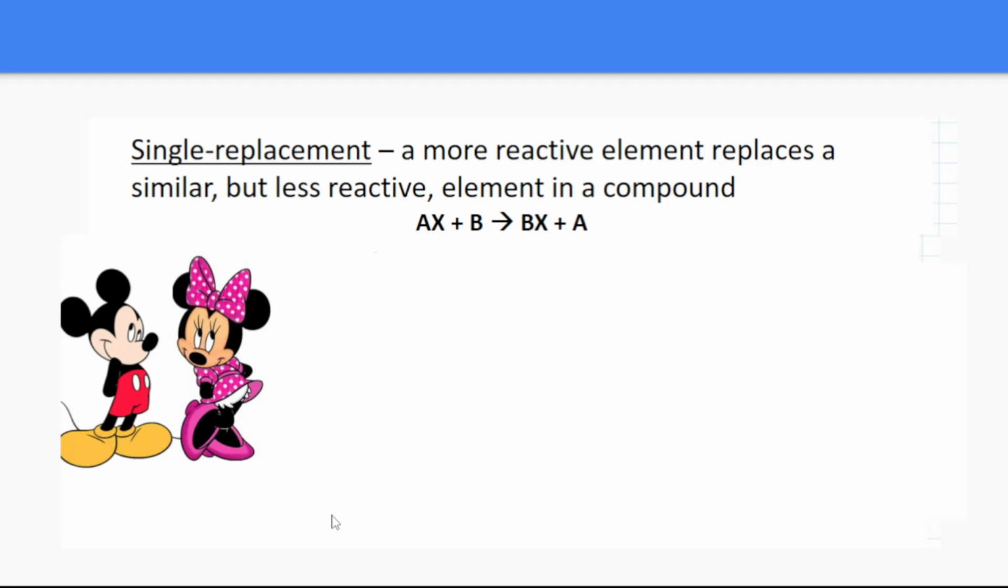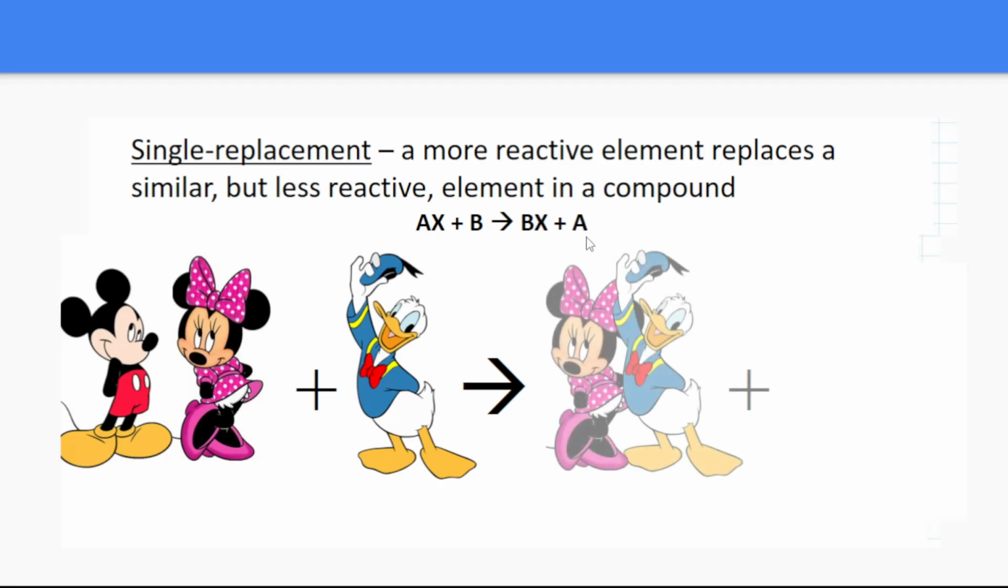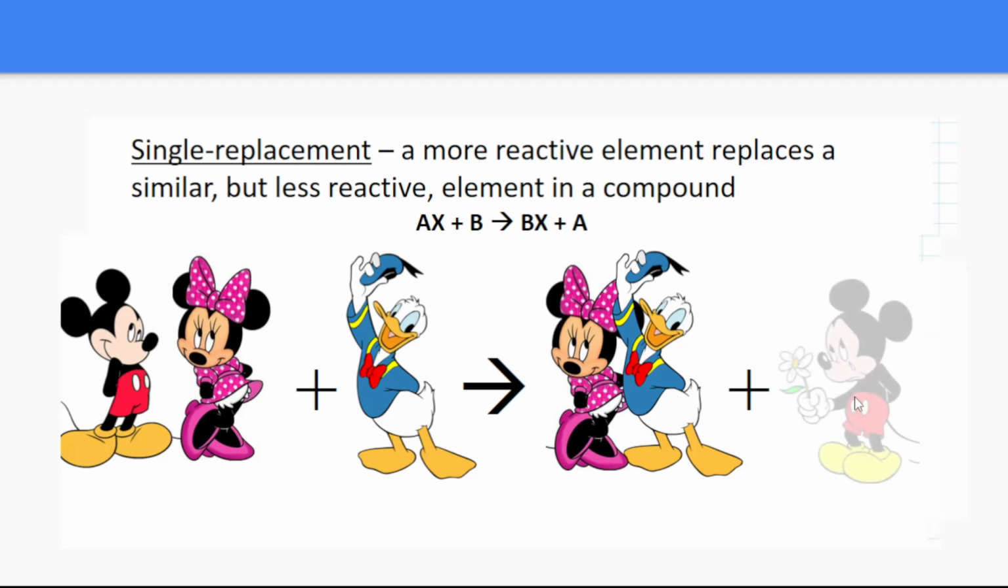Then you have the single replacement reaction. We have a more reactive element that replaces a similar but less reactive element in a compound. So Mickey and Minnie are together, AX. And then Donald comes along, that's B. So a compound plus an element yields a different compound, right? This compound is Mickey and Minnie, and this one is Donald and Minnie. And that gives you a new element.